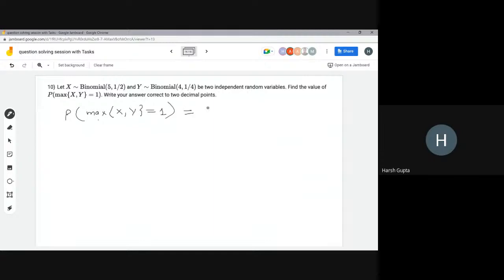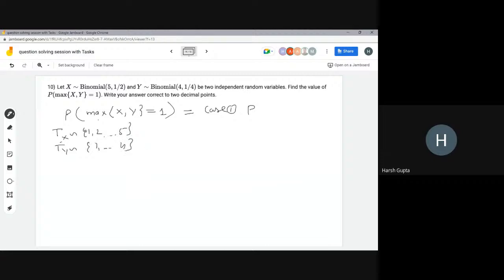So what is the first case? 1 to 5 is the range of x, and 1 to 4 is the range of y. Okay, yeah, that is good. Write the range always, even though there is no use of the range, but make a habit of this. Make the habit of writing the range, 1 to 5, and 1 to 4.